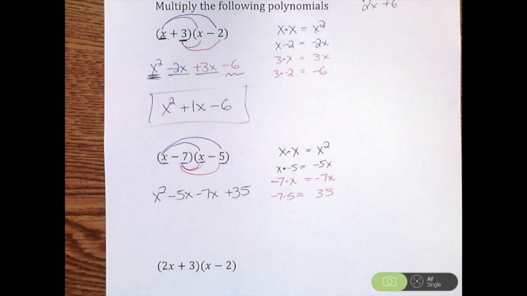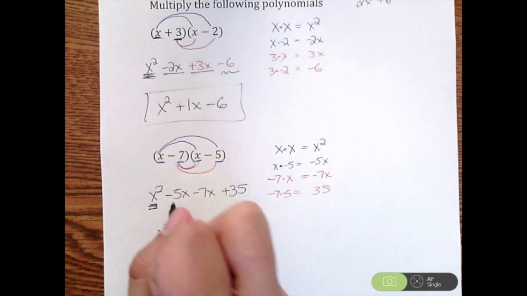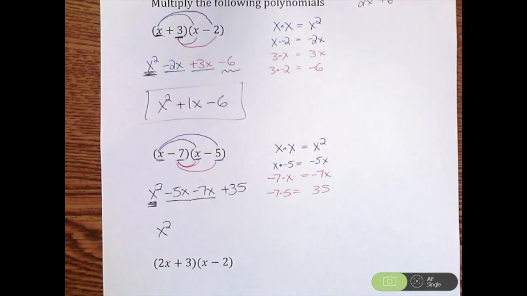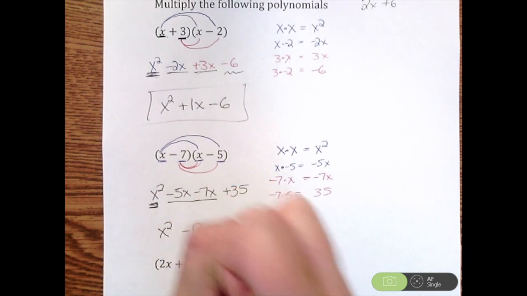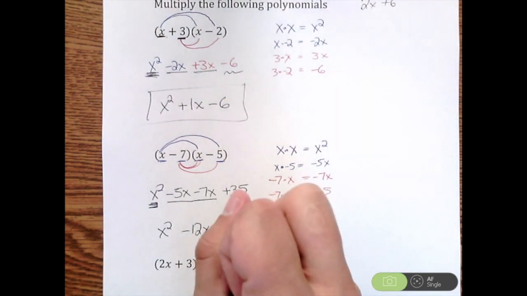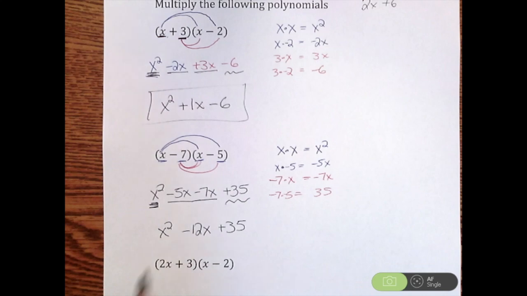So again, when I look to combine like terms, start with the highest power, x squared, and move all the way down. So I have an x squared, so I'm going to have an x squared. I have a negative 5x minus 7x. Negative 5x minus 7x is negative 12x. And then I have that lone constant, the 35, so 35 in the back.